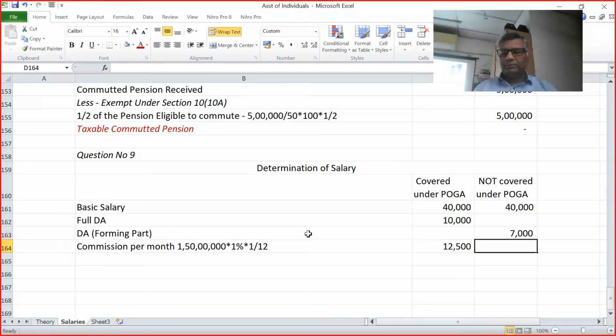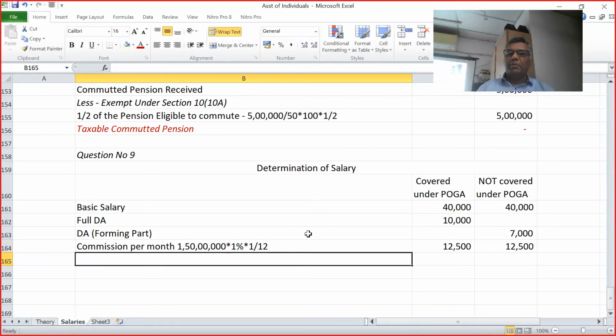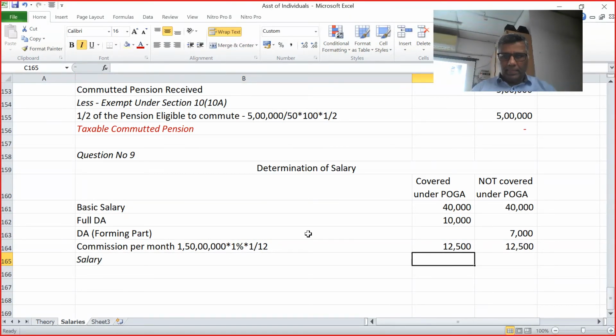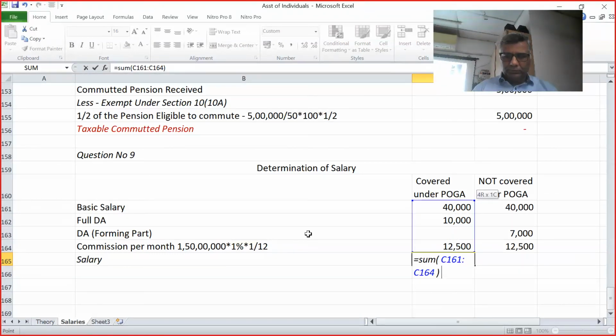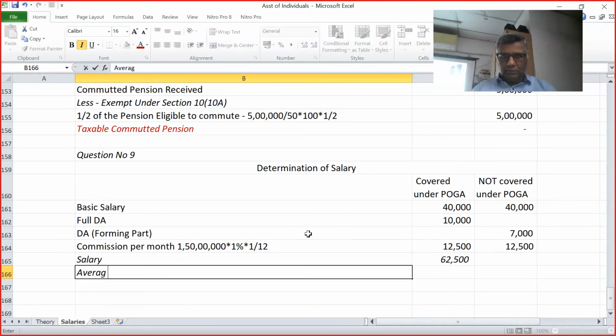Yes, I will take it for retirement. Look at the definition. Basic pay plus DA plus commission as a percentage of turnover. Bonus comes only under RFA, not in all this. All monetary benefit.